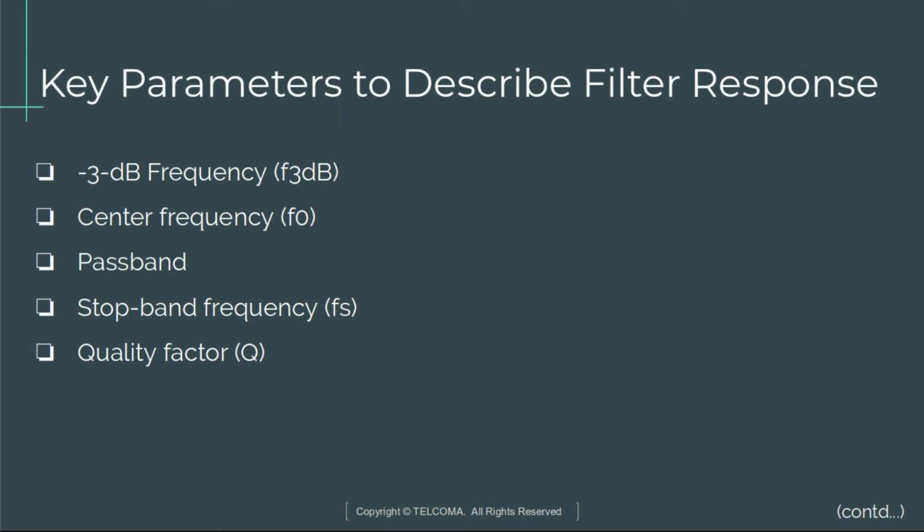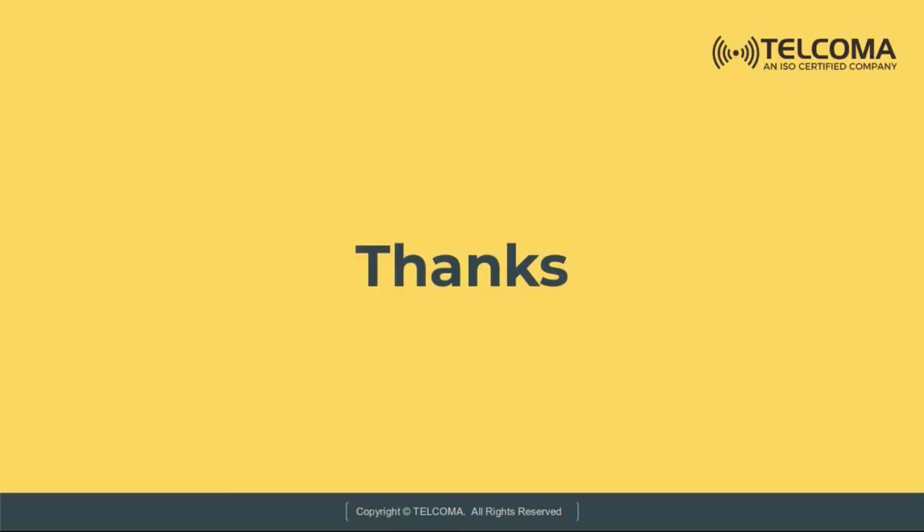And last is quality factor, denoted as Q. This represents the ratio of the center frequency of a bandpass filter to the -3 dB bandwidth. So this is all in this lecture.